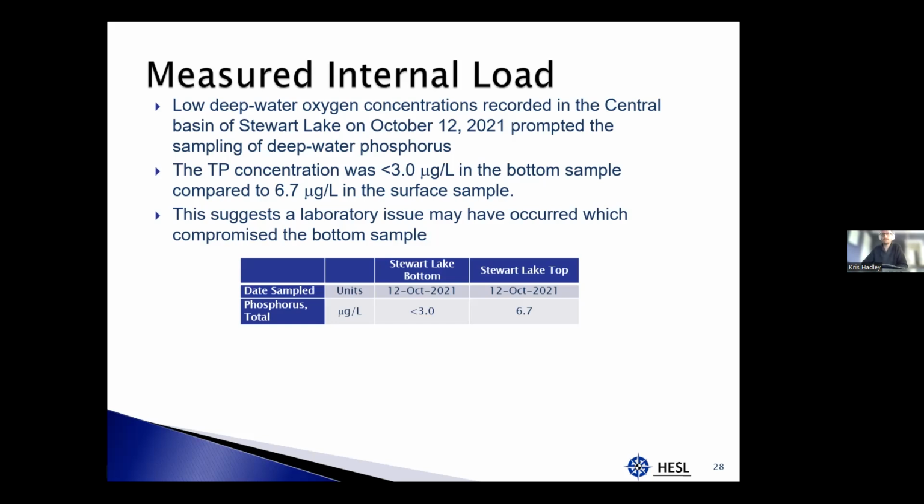The bottom sample was below the detection limit, which I found quite surprising, and actually makes me think that there might have been a laboratory issue with the sample, if I'm to be honest, which is unfortunate, but happens sometimes. So it's inconclusive whether or not there's a measured internal load in the lake, and that would be something that additional sampling could flesh out as part of a gap analysis in the future, or as part of further monitoring in the future.